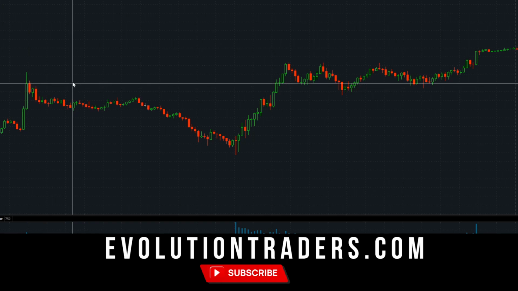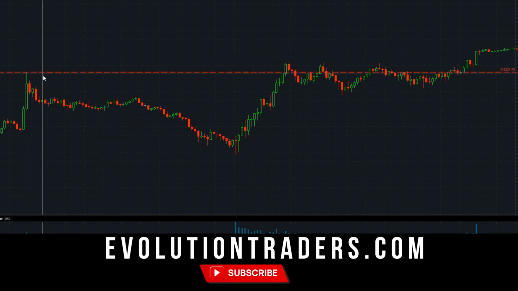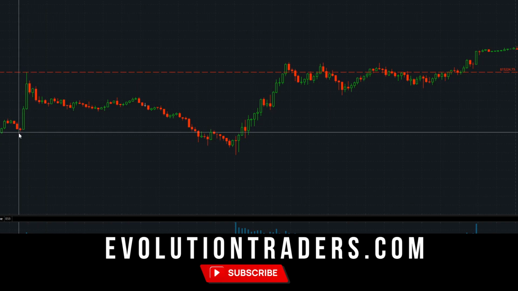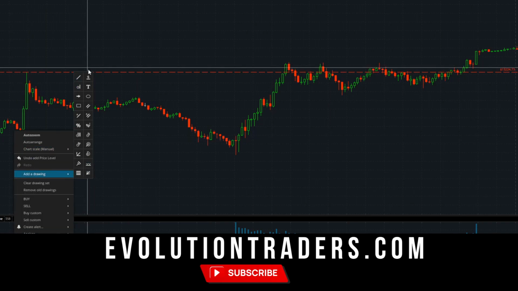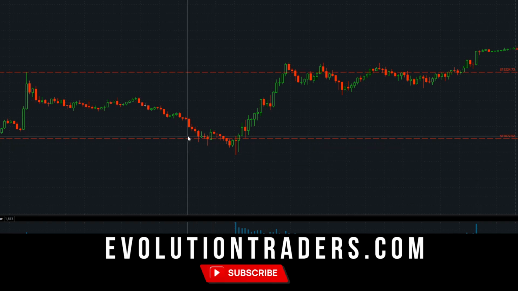So first things first, I'm going to mark out these highs and lows. What I'm going to do is draw a price level line here at the highs, and I'm also going to draw a price level line down here at the bottom. This is what's going to create a range. Okay, so this is our opening range. This is our opening session's range.